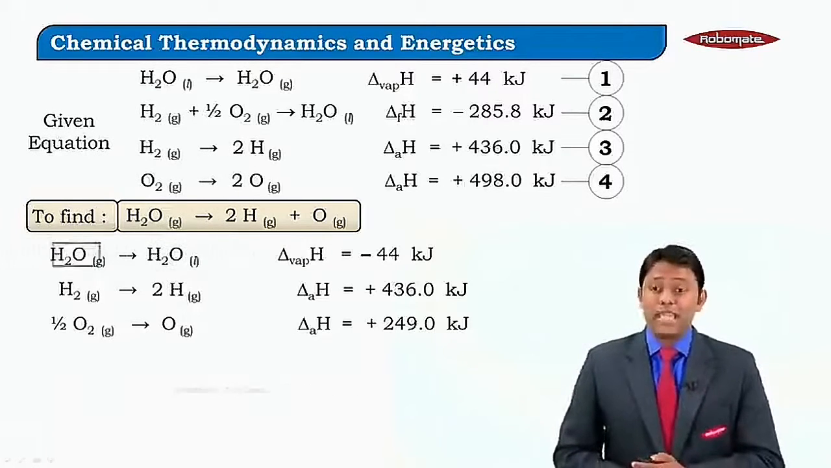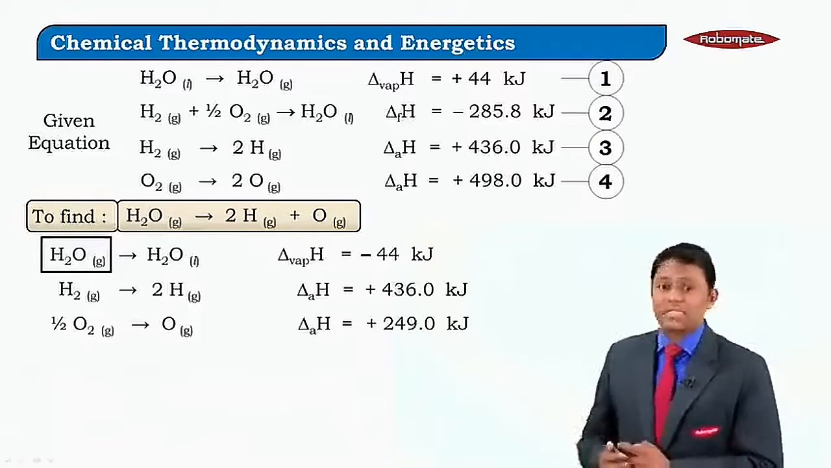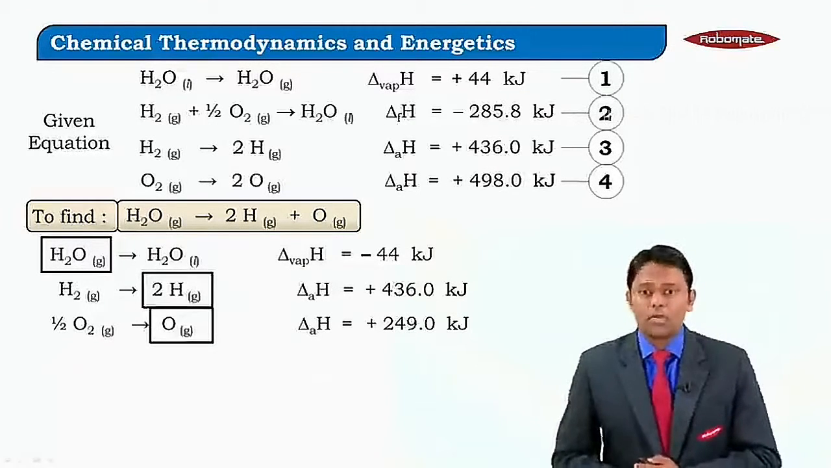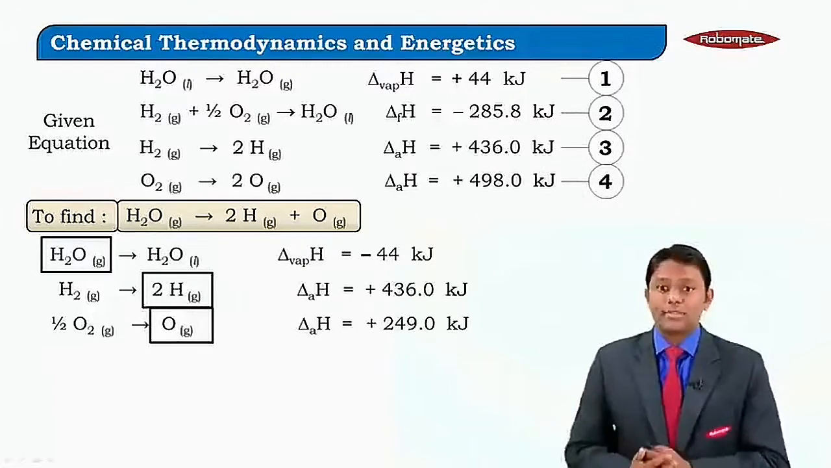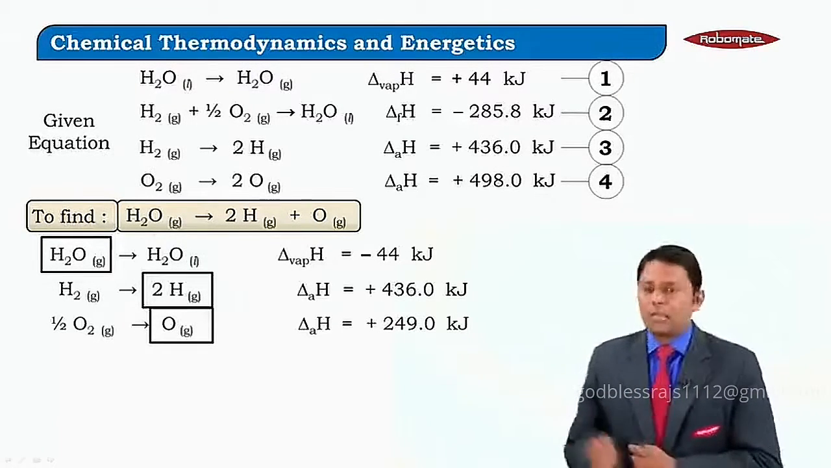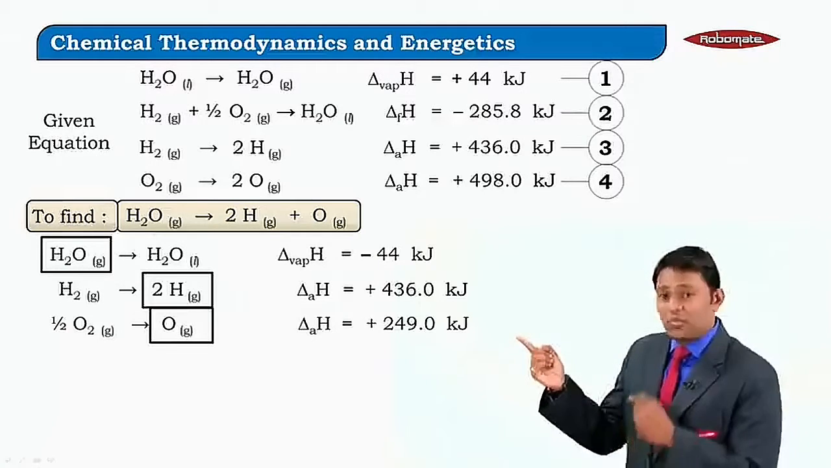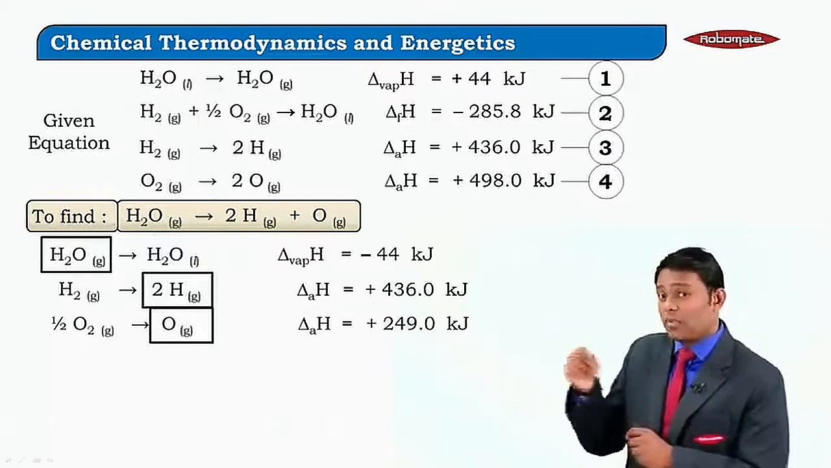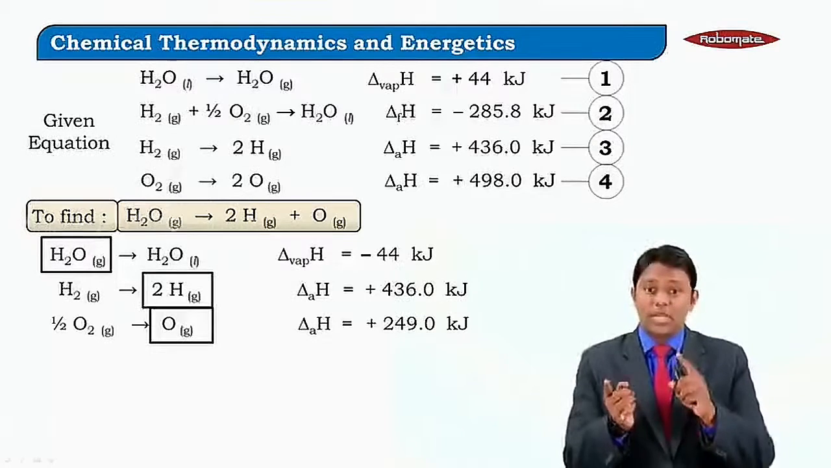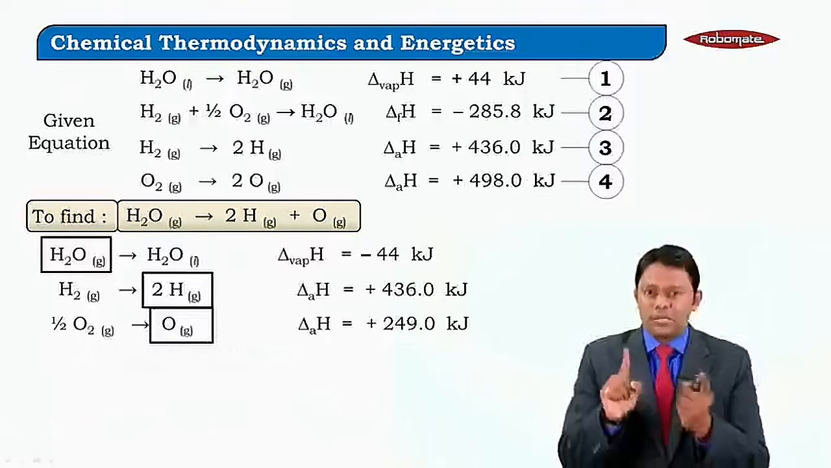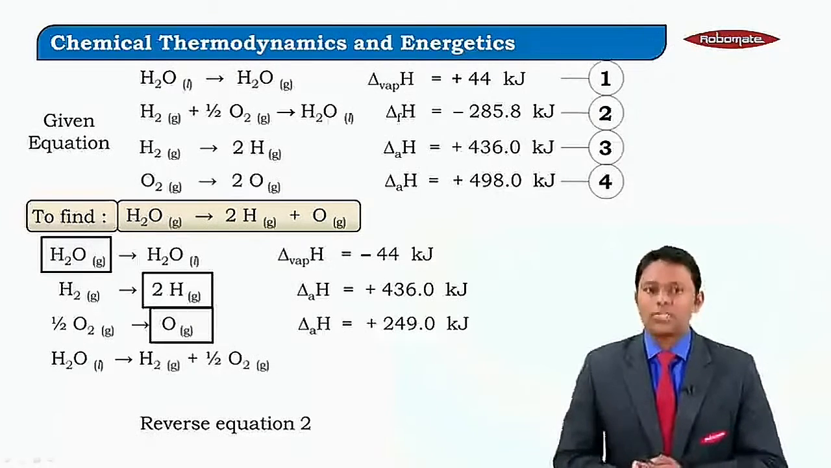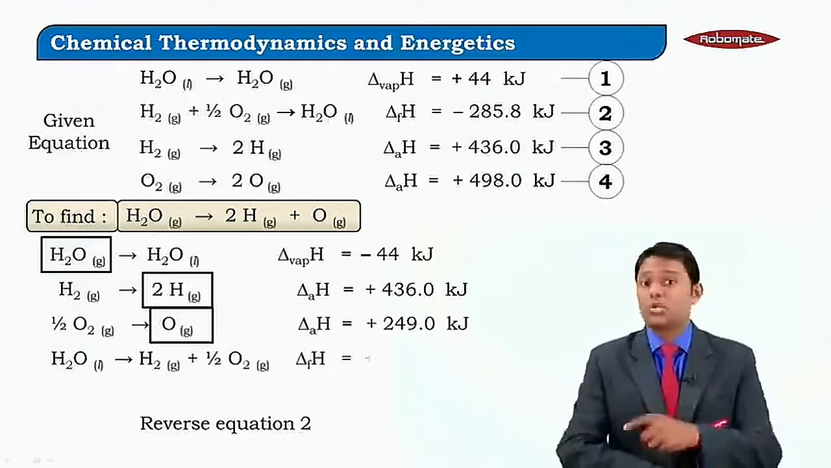If you see carefully, we got H2O gas, 2 hydrogen atoms, and 1 oxygen atom, but we do not want certain ingredients, and that is where equation number 2 is given. In the equation which we have written, we have H2O liquid on the product side, and in equation number 2 H2O liquid is present on the product side as well. That means we have to reverse equation number 2, and as soon as we reverse it, the delta H value is also reversed.